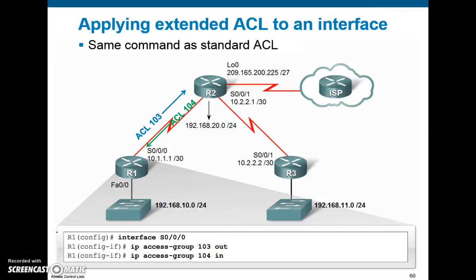Now how should I apply the ACL? I shall apply these two ACLs on R1, both on the serial 0/0/0 interface. 103 is for the outgoing packet to the internet. For 104, the return packet will be coming in to my serial 0/0/0 interface.